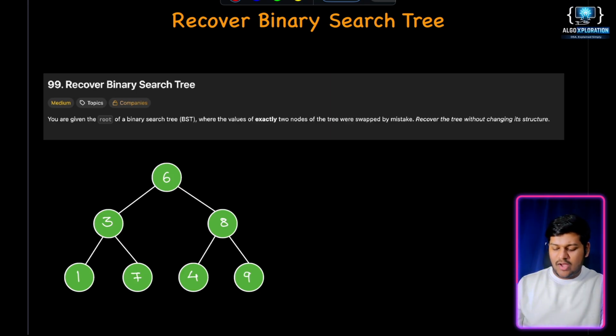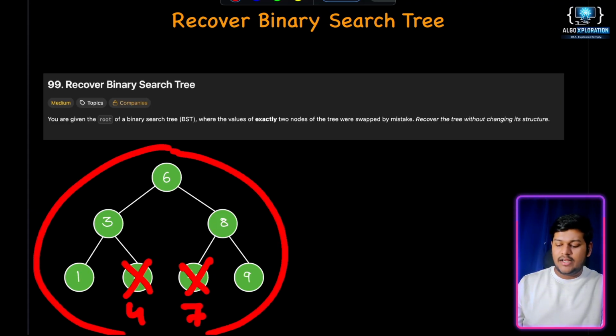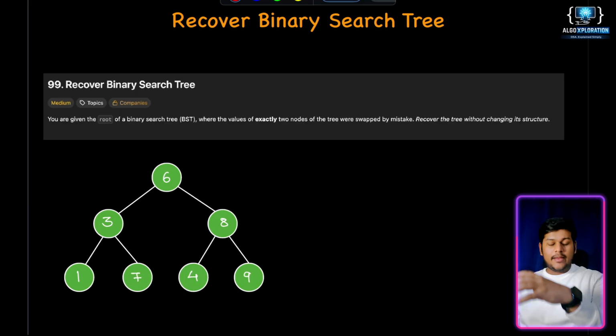So let's say if I swap, 4 will come over here and 7 will come over here. Now, if I take a look at this, you can see that this is a binary search tree. I hope that you got the question. Now let's see how we can solve it.